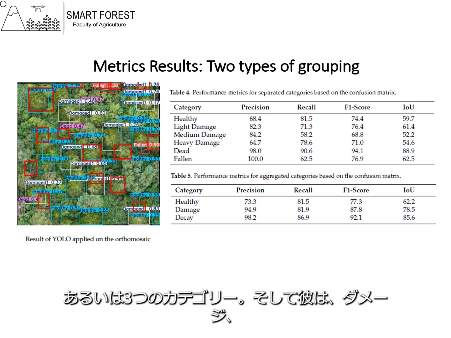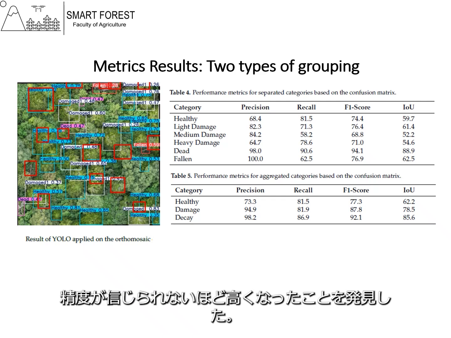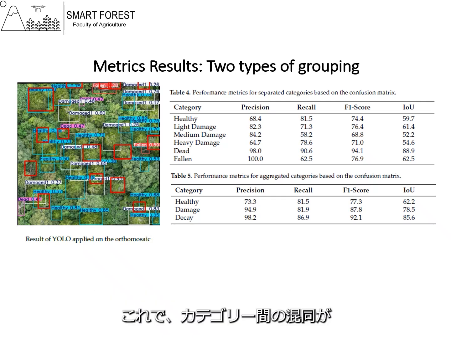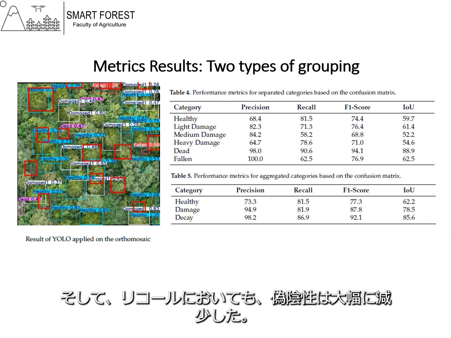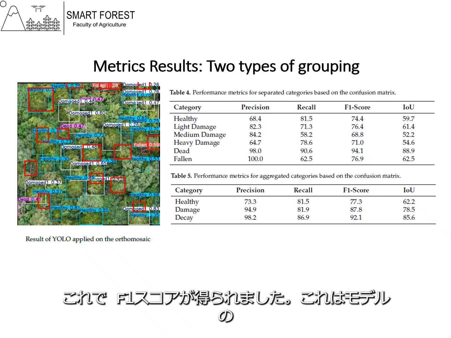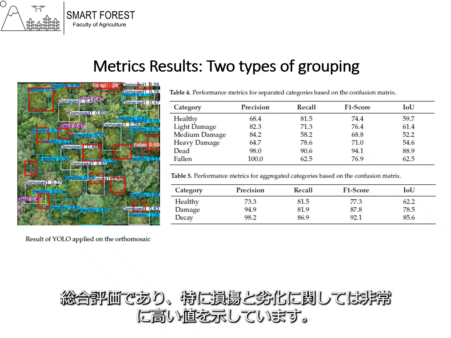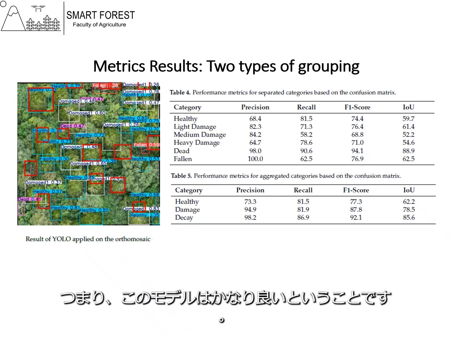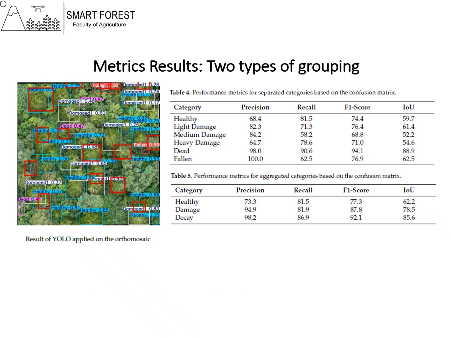And he found out that the precision went incredibly high. So now there is no mix-up between the categories, and the trees are identified quite precisely. There were very few false positives, and even in the recall, the false negatives decreased considerably. So now you have an F1 score, which is the overall evaluation of the model, with very high values, especially for the damage and the decay. So this model is quite good.